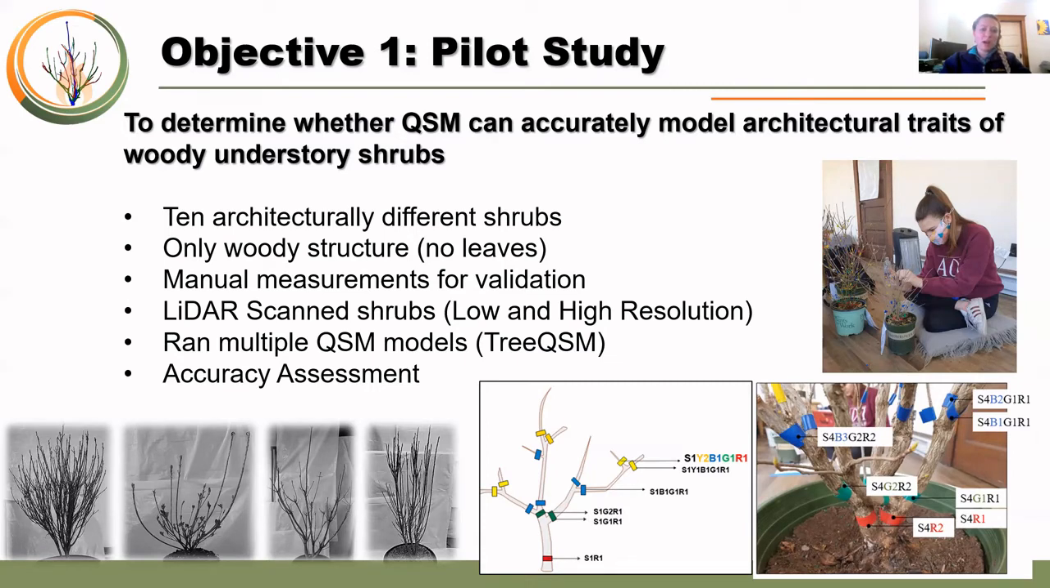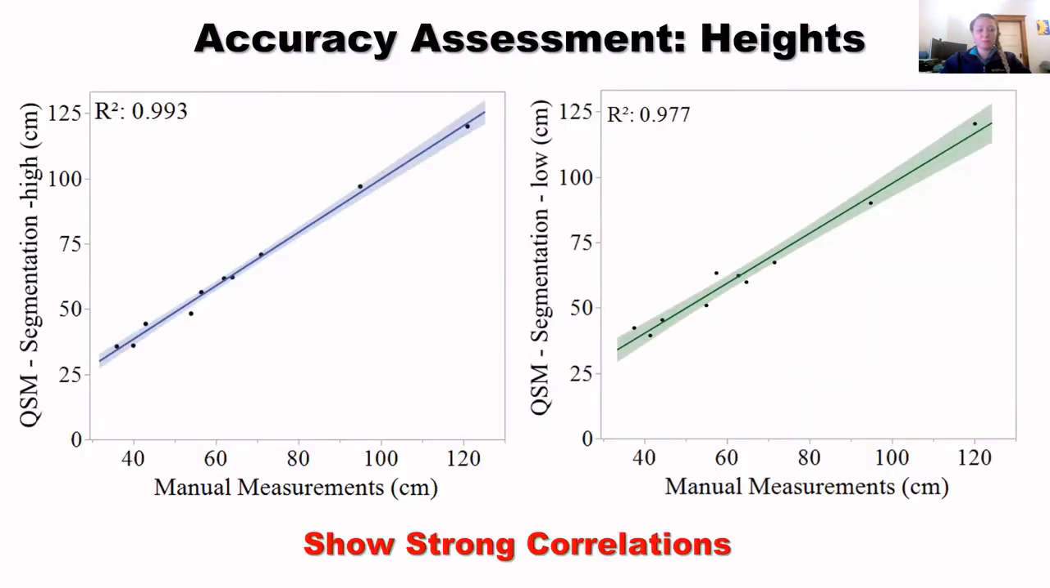We scanned the shrubs at high resolution as well as low resolution to determine how much of a difference this would make when creating these QSM models. And then we also computed multiple reconstructions of these models using different parameters to see what would work out best. These models were then compared to the manual measurements as well as the point cloud to determine accuracy assessment.